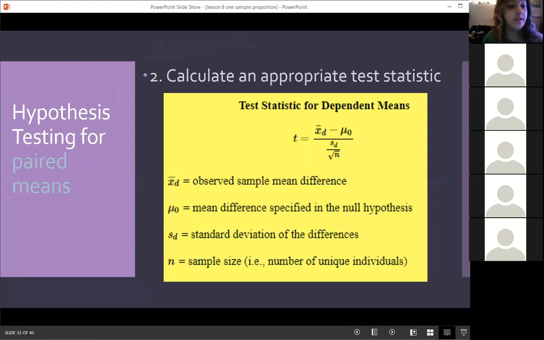So step 2, as always, we're going to calculate the appropriate test statistic. It's still going to be T because we're still talking about means. Remember, if they're paired, they are dependent upon each other, and what happens to one does affect the other. It's the same exact equation as one sample means, except we are using the difference in sample means in this part of the equation, and then the standard deviation of the difference in sample means. So that's the main difference there.